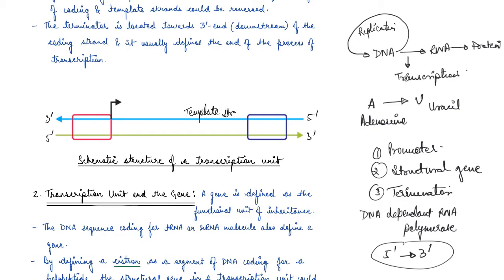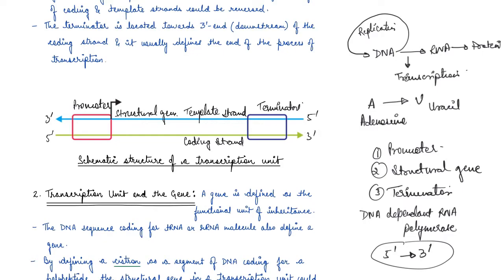Template strand. And the other would be the coding strand, right? Now if you see the other thing, this is the promoter region and this is the terminator region. And this entire thing is the structural gene.